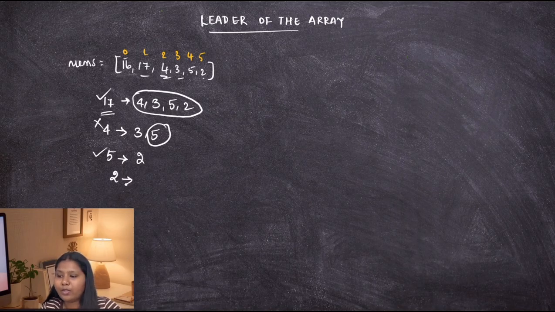Then the last element, 2. What is present right side to 2? Nothing. 2 is the rightmost element. That is the last element. So in an array, always the last element will be the leader. Let's see how to find this.